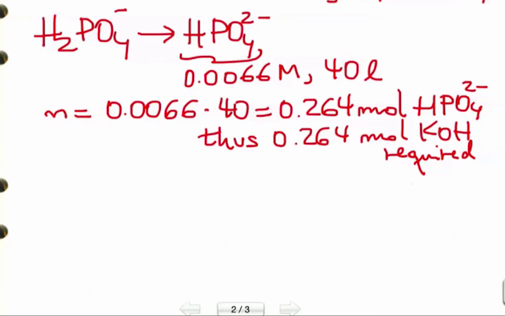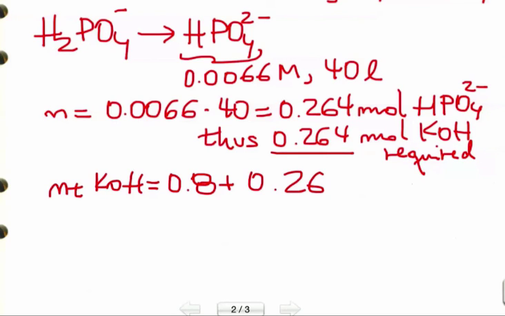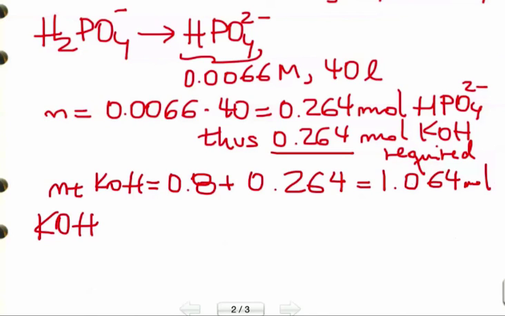This KOH is going to take H2PO4 minus and carry it to HPO4 2 minus. So the total, let's get more space in here. The total of KOH is going to be 0.8 that we need initially to remove the first proton, plus 0.264 that we need to remove the second proton for some of this species, right? Not the entire species. So that generates a buffer. This combination here gives 1.064 mole.